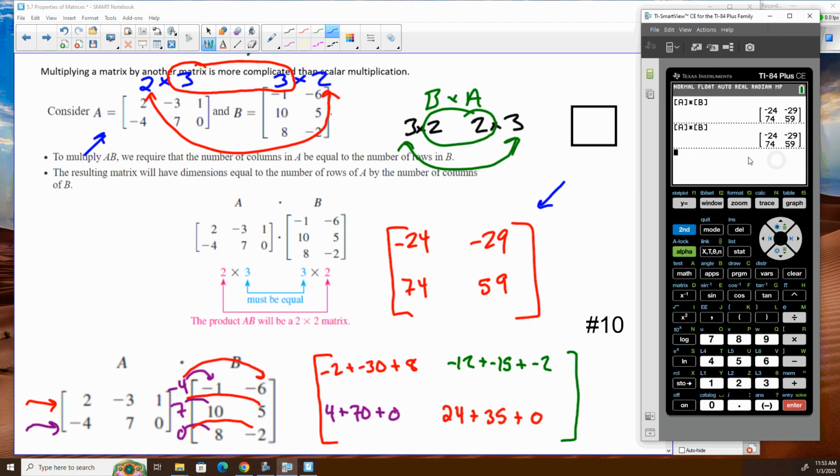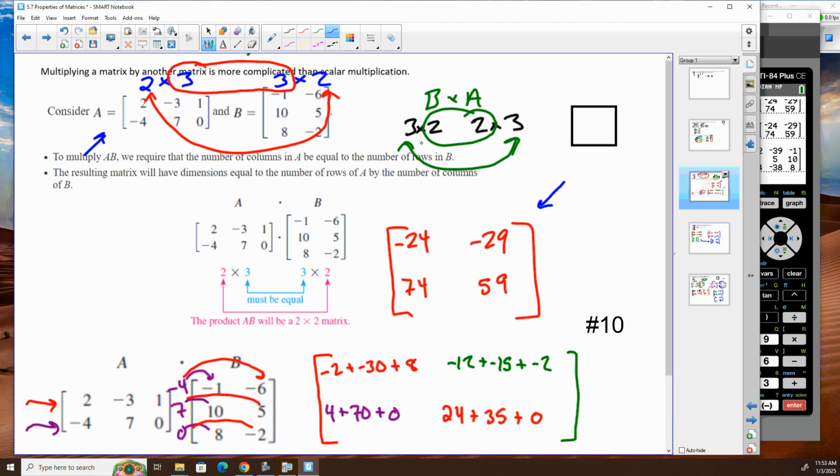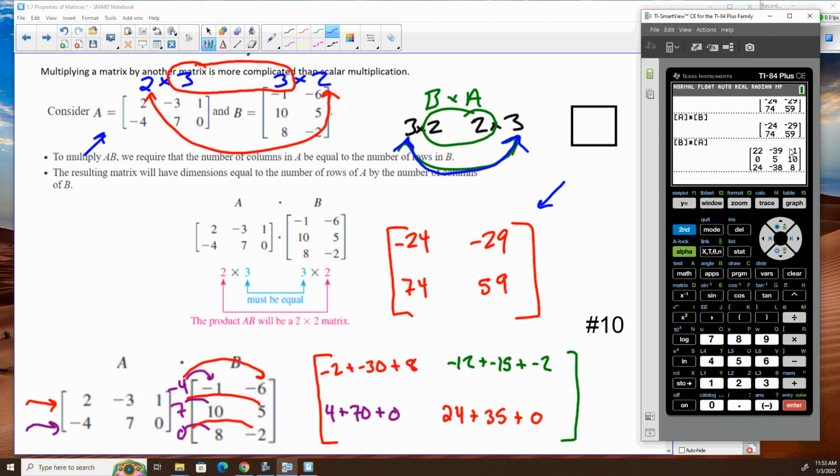If I wanted to see what matrix B times matrix A was, it doesn't have to be the same answer. So if I did matrix B first times matrix A, notice I got a different answer, and it did end up being a 3 by 3 matrix that I predicted it would be if we multiplied it together.